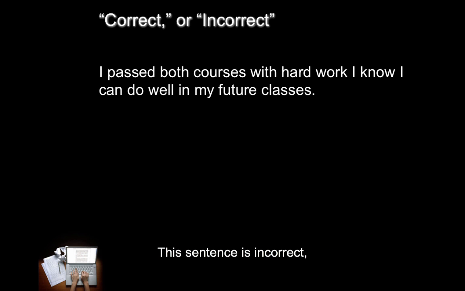This sentence is incorrect, and you might also notice that it's confusing. There are two complete sentences here. I passed both courses, and I know I can do well in my future classes. In between these two sentences, we have the phrase with hard work, but it's not clear which sentence with hard work belongs to. Does the writer mean she passed both classes because she worked hard, or does she mean that she'll have to work harder in the future? Or both? We can't really tell by the way the sentence is written, so this is a good example of how run-on sentences can be really confusing for your reader.